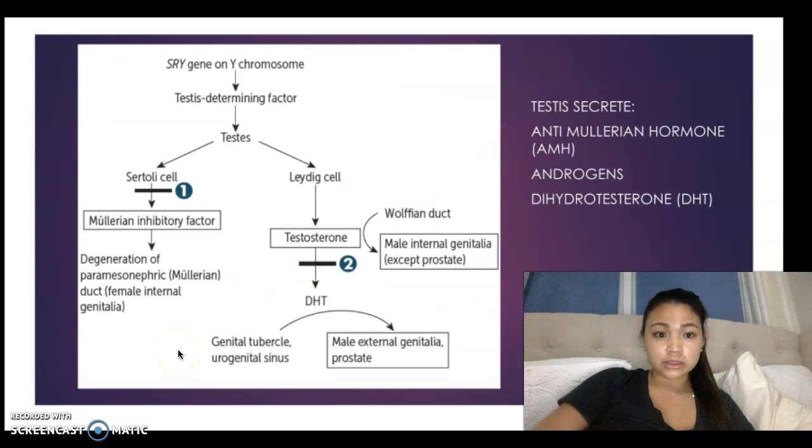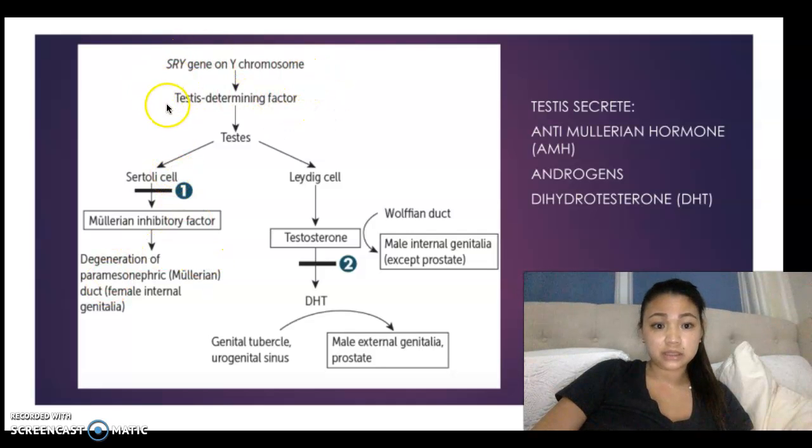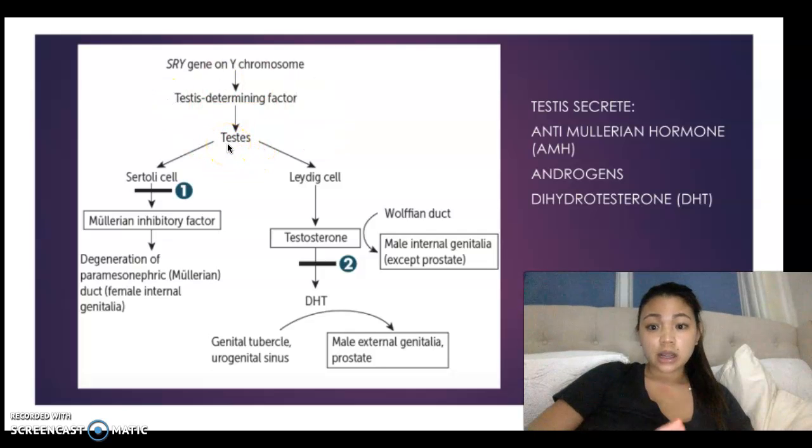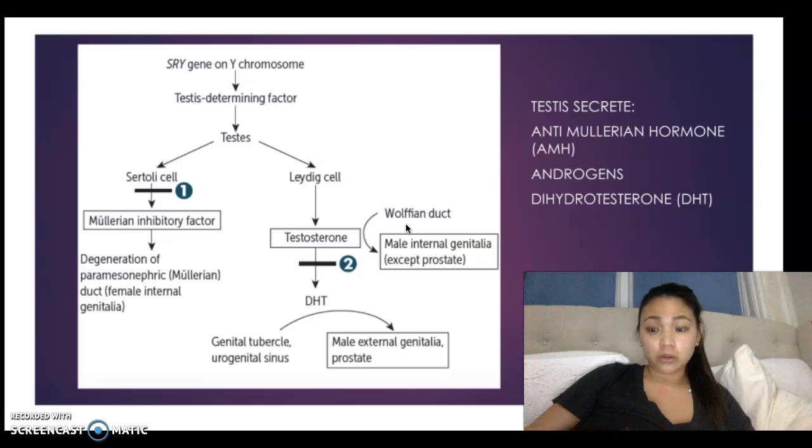So this slide shows an overview of how the SRY gene acts on the Y chromosome. And this person is obviously going to be a male because the SRY gene is present, and it develops the testes. After the testes develop, different cells produce different hormones that are important in producing the male reproductive organs and structures. So once the testes are produced, the Sertoli cells release anti-Mullerian hormone, and that causes the Mullerian duct, which would have turned into the female genitalia, to dissipate.